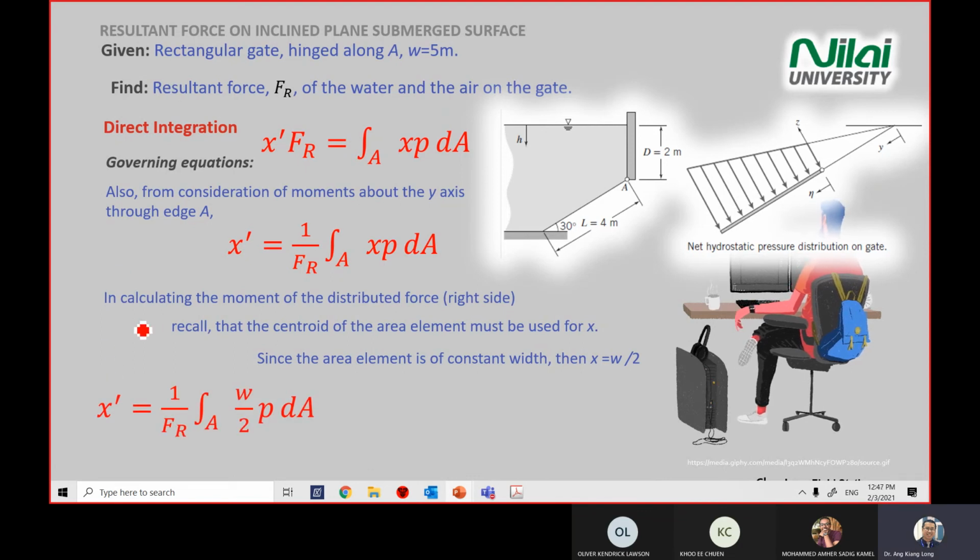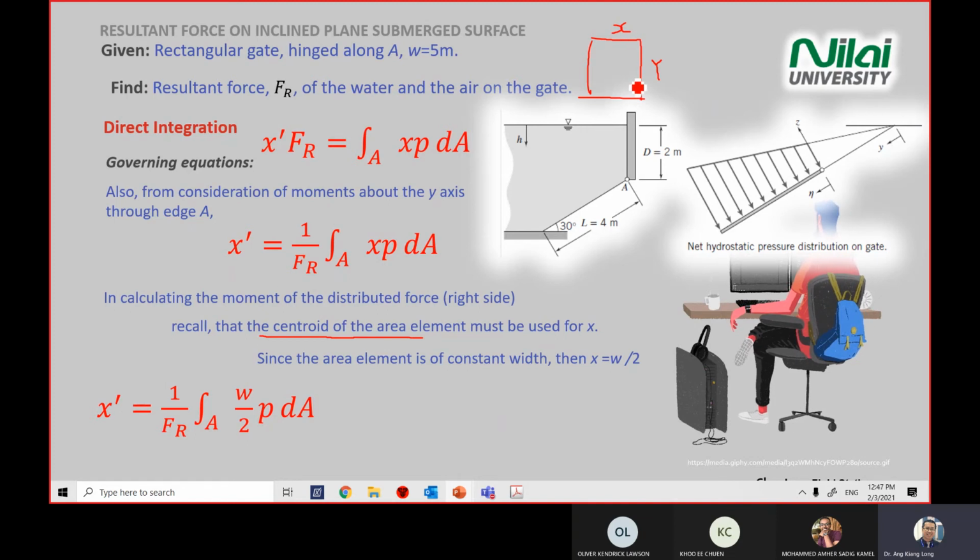So your x prime will be y 1 over FR integrate A w divided by 2. Why do we have w divided by 2? Because our x is acting on the centroid. So the centroid will always be, if you have a plate, let me draw a plate. This is your y. So this is your x.